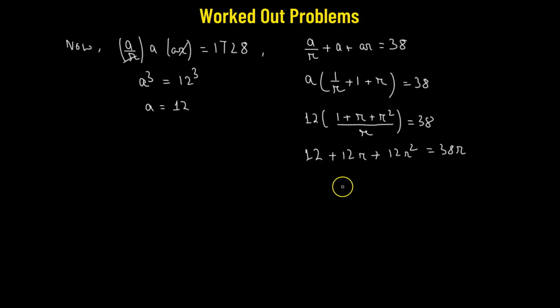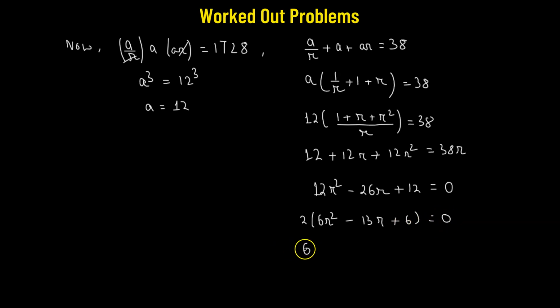So that means we now have 12r squared. So 12 minus 38, so this is going to be negative 26. So 12r squared minus 26r plus 12 is equal to 0. Or we can also take 2 as the common factor. So we have 2 times 6r squared minus 13r plus 6 equals 0. Since 2 cannot be equal to 0, we are going to get 6r squared minus 13r plus 6 equals 0.